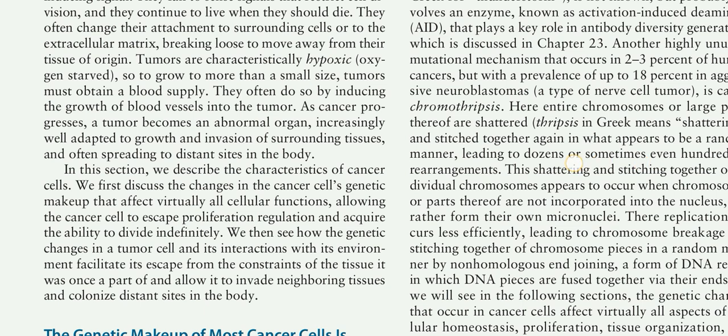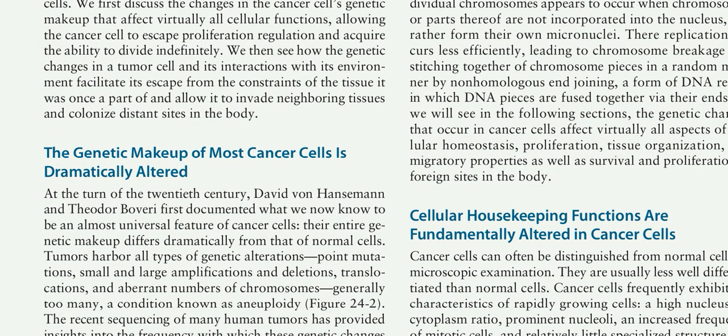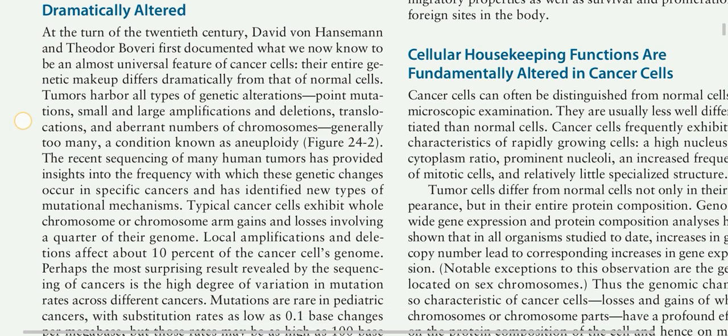In this section, we describe the characteristics of cancer cells. We first discuss the changes in the cancer cell's genetic makeup that affect virtually all cellular functions, allowing the cancer cell to escape proliferation regulation and acquire the ability to divide indefinitely. We then see how the genetic changes in a tumor cell and its interactions with its environment facilitate its escape from the constraints of the tissue it was once a part of and allow it to invade neighboring tissues and colonize distant sites in the body.